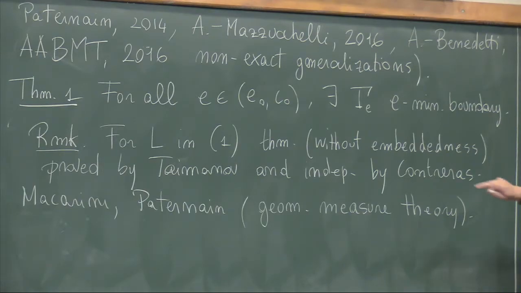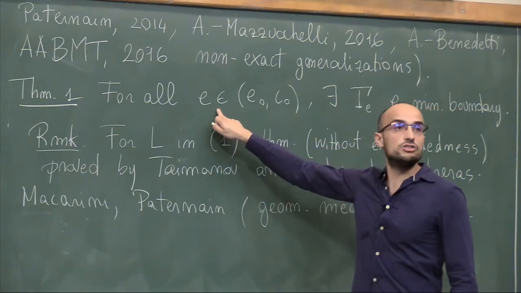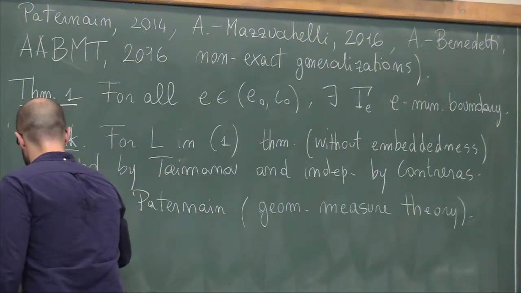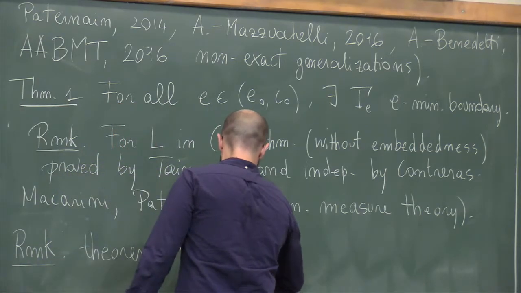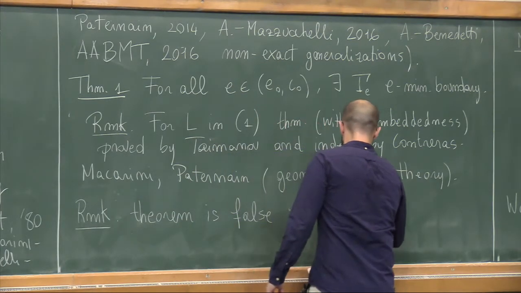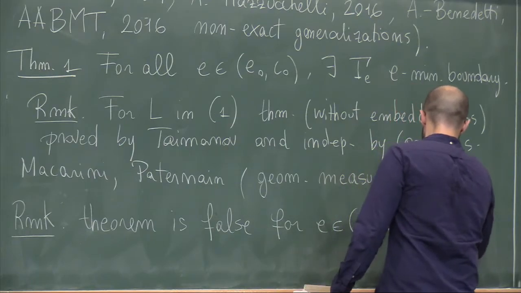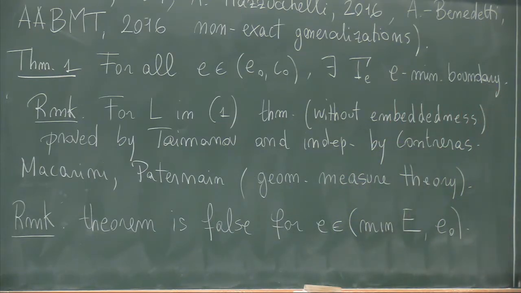Another remark is that this theorem is false if we consider energy below E0. So, remark: the theorem is false if we consider energy in the range between the minimum of the energy and E0. As I said, I won't talk about the proof. I just want to convince you that there is hope that this theorem holds, and I want to tell you why the energy C0, the Mañé critical value of the abelian cover, plays a role here.